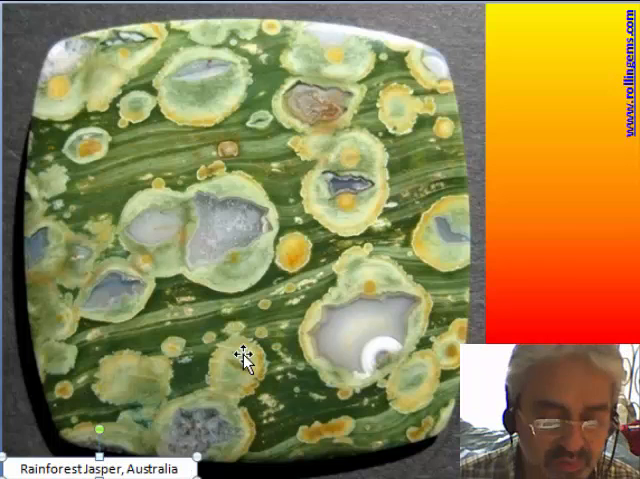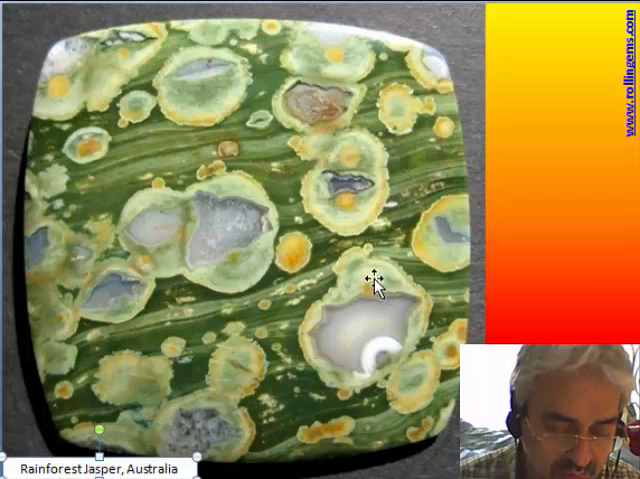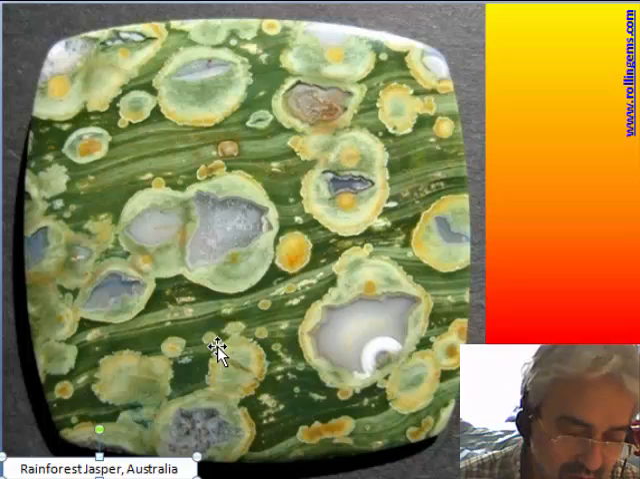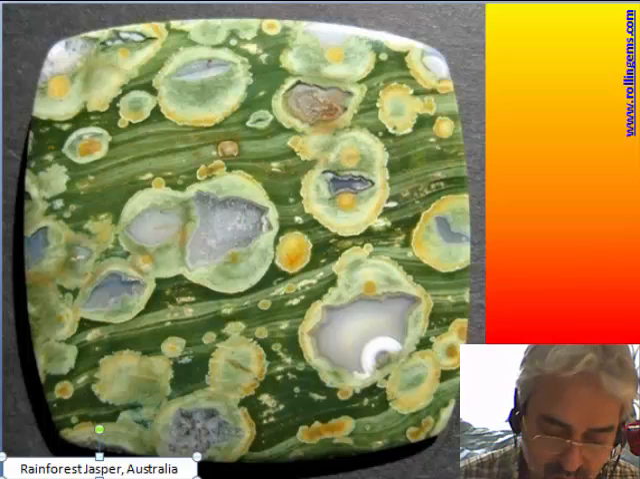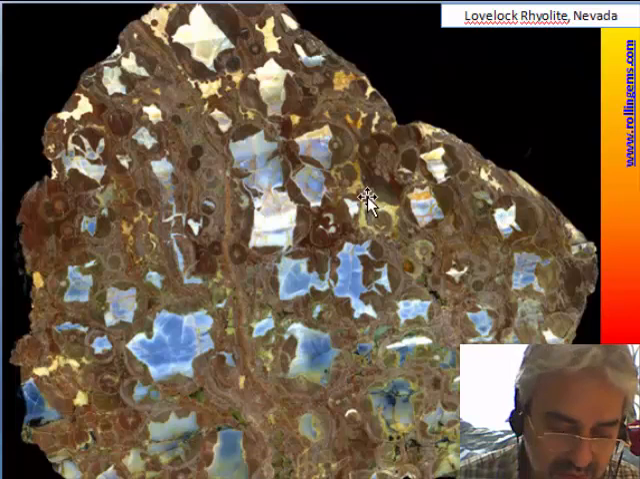So what happens if the thunder egg starts to grow inside the lava flow. So we have a rhyolitic jasper with these spherulites with cracks inside. There are many jaspers of this kind. This is a rhyolite from Nevada where the filling is blue opal.